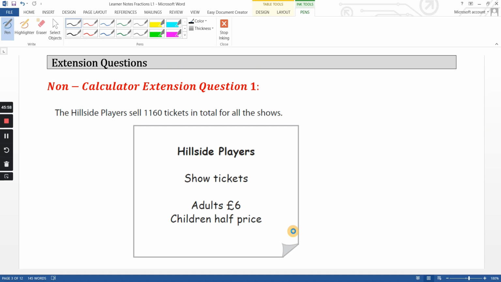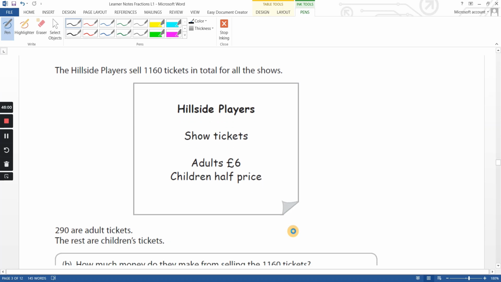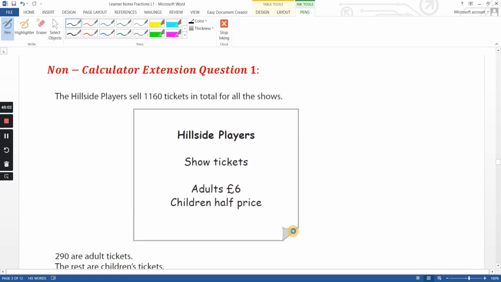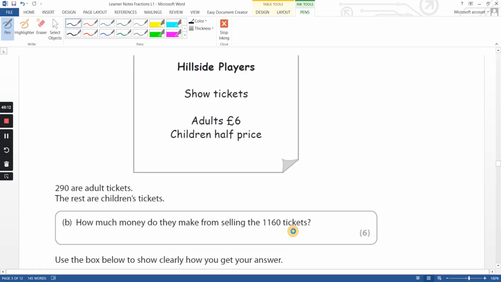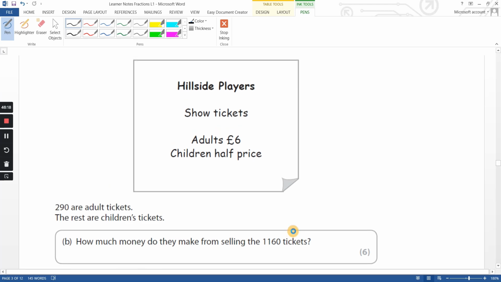Okay, let's go through these answers. So question 1, this is on the non-calculator paper, by the way, so we can't use our calculator. Hillside players sell 1,160 tickets in total for all the shows. Okay, so they're saying that the adults pay £6 for a ticket, children half price. So straight away, that's going to be £3. Let's put that in.